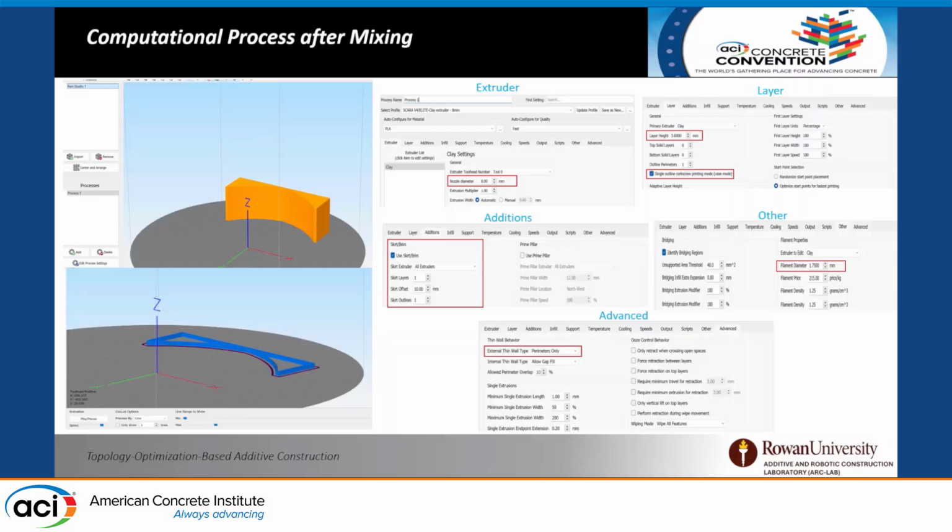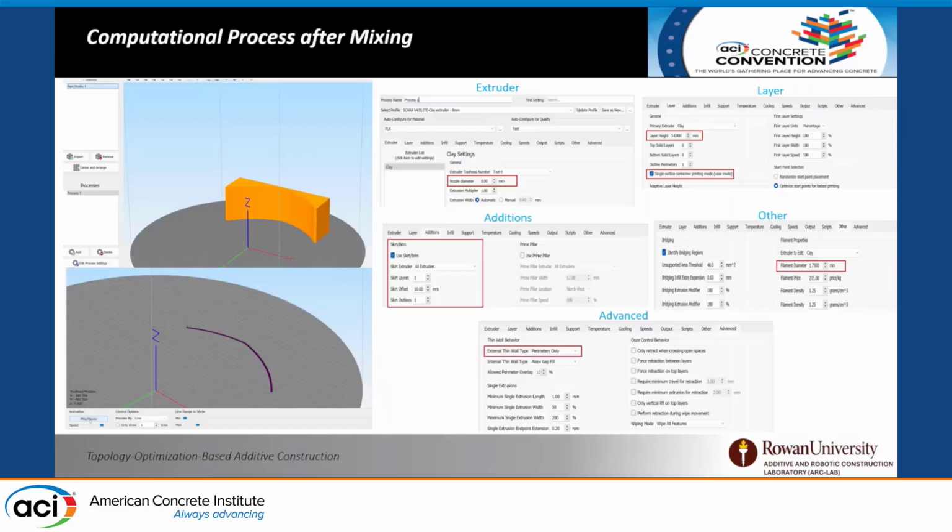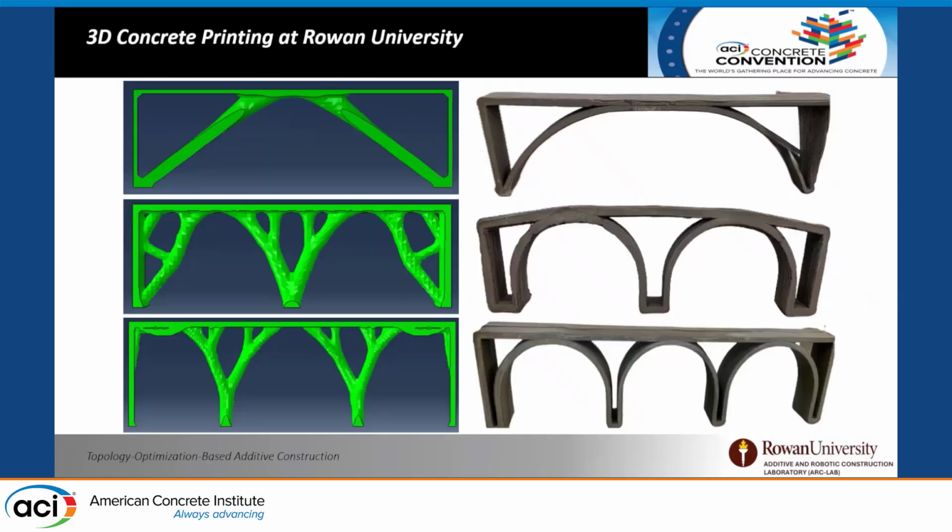However, it's only printing the perimeter, and that's because we asked the software to do that. And again, in the Others tab, that's where we define the printing speed, and so it changes based on which type of system we're using.